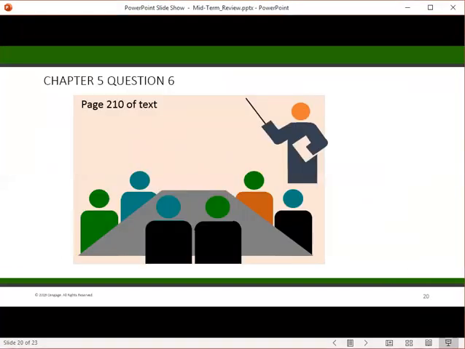Okay, let's do a problem, because you will have a word problem, and it'll be similar to what you see in Chapter 5, Question 6, and that's on page 210 of your text. So take a moment and get to that page in your text, and we'll start going over this problem. It deals with joint probability tables. And again, it's on page 210 of your text.